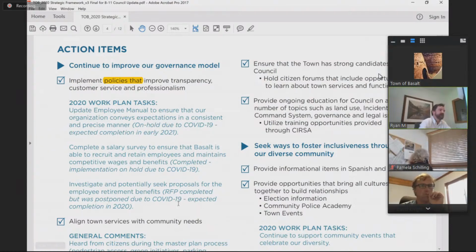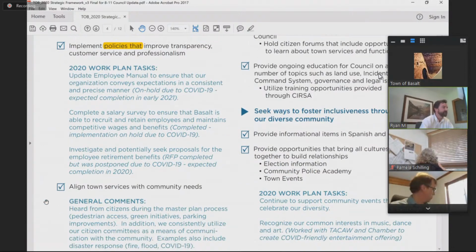And then the third item here is to investigate proposals for our employee retirement benefits. We've actually created that request for proposals, and while we paused because we were caught up with other items related to COVID, we do plan on bringing that back this year yet and trying to secure a new retirement benefits representative.